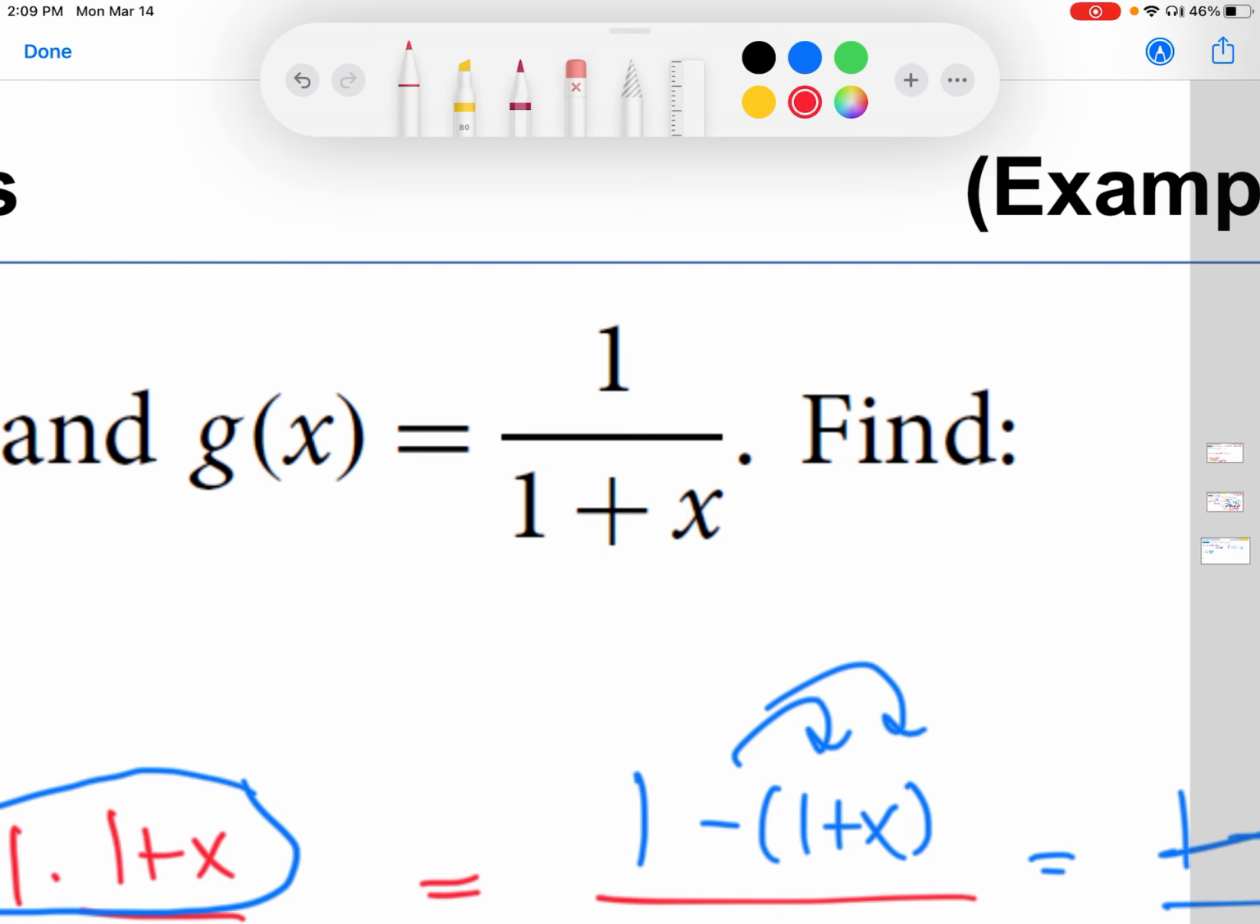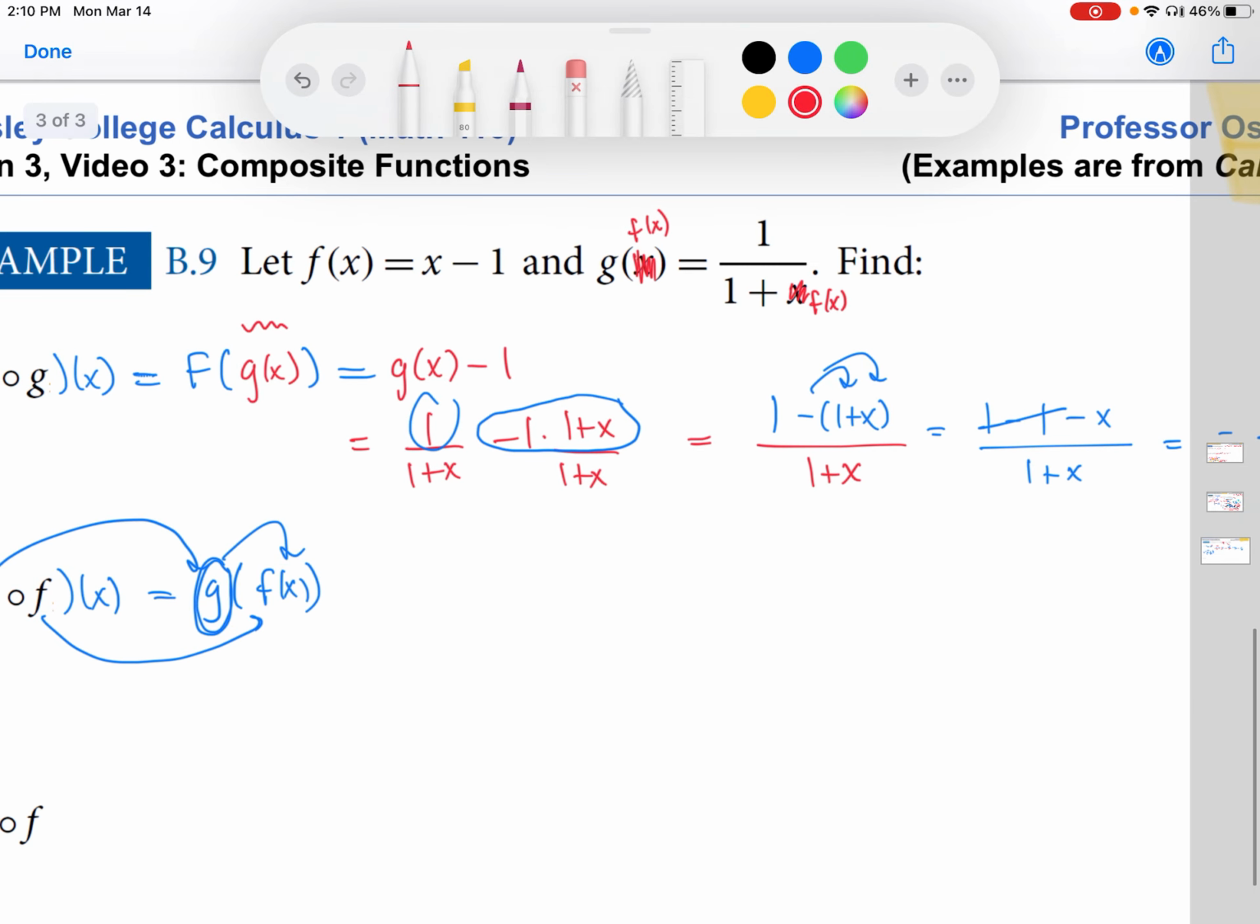Here is g of x. Everywhere I see an x, I'm going to put in f of x. So the only x is down here, so I'm going to put in f of x over there. Great. And this is what I'm plopping in over here. So I get 1 over 1 plus f of x.